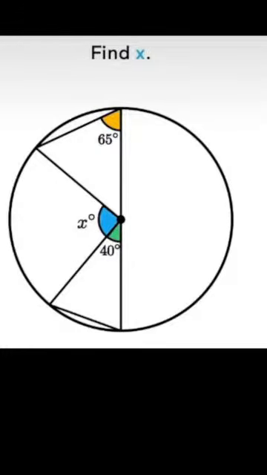x plus 40 is equal to 65 plus 65, external angle property. Yes, Siddharth, you are right. Whatever explanation you are giving, it's correct. So what is the final answer? Now solving this expression, we can get the final answer. So x is equal to 75.